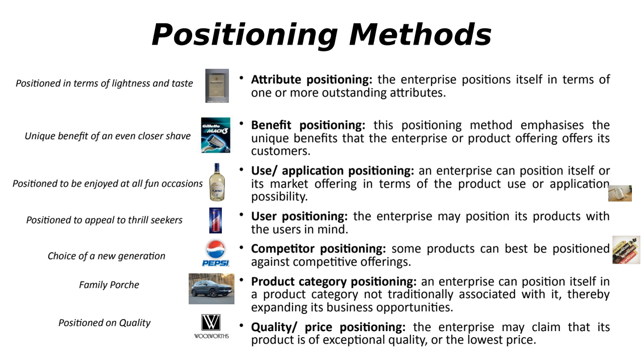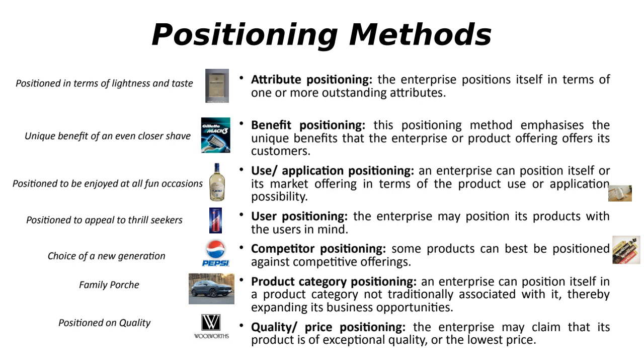Product category positioning. This is when you are trying to break away from the category that you're in. Good example, well, there's a Porsche there, but an iPad. An iPad is essentially a tablet, but Apple positioned the iPad as this kind of lifestyle element. It's better than a tablet. It's almost a mini computer.